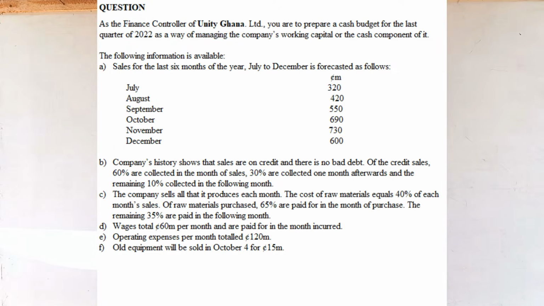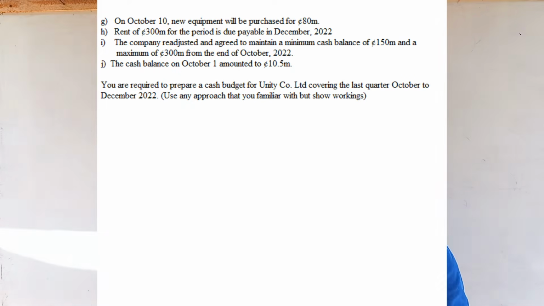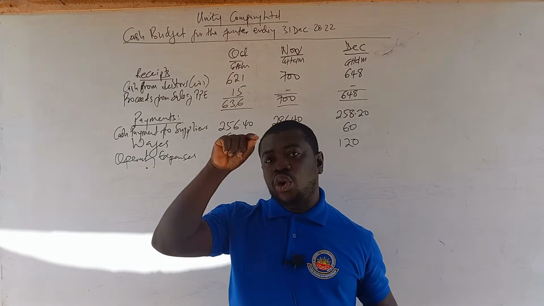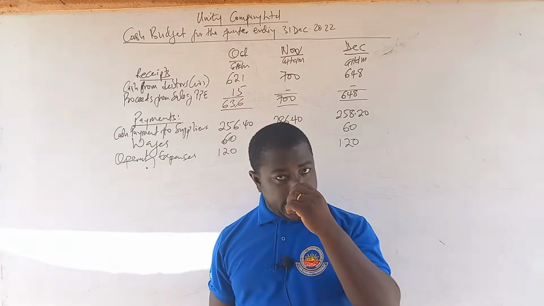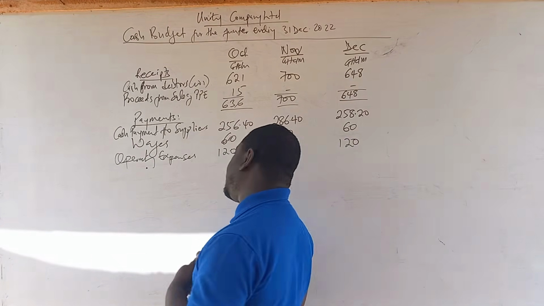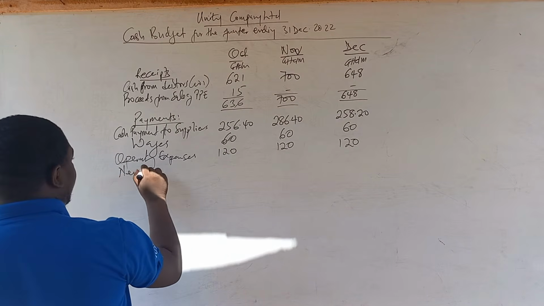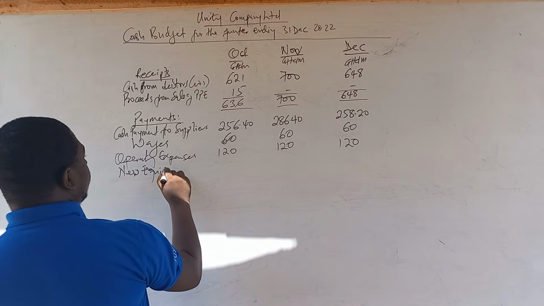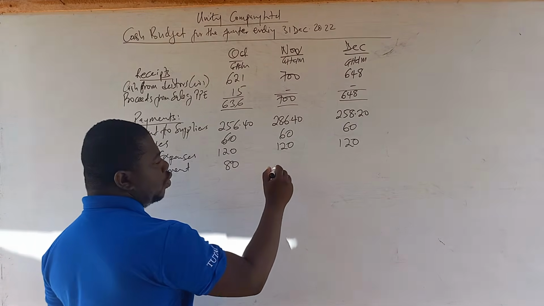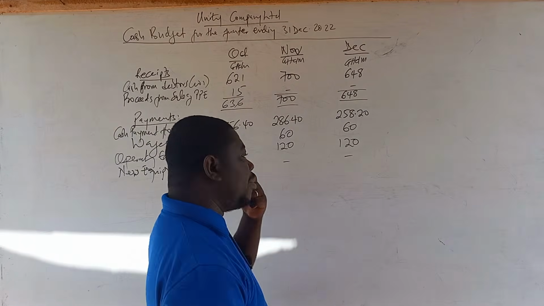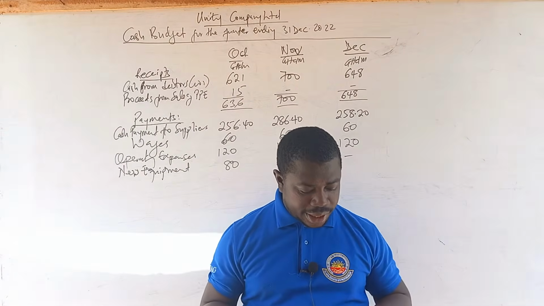Then old equipment to be sold. That one we've treated. It's an income or a receipt. The next one, on October 10th, new equipment will be purchased for 80 million. So this one is a purchase of new equipment on October 10th. The same October, when we sell to receive this amount, we'll also pay 80 million to purchase. So that is coming as a payment, new equipment. And the date is October 10th. So it comes under October, 80 million. So it has nothing under both November and December. I'm sure this is very understandable. That is not our focus.